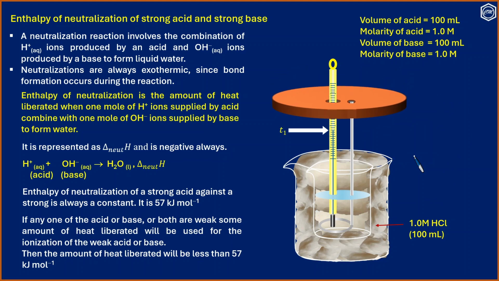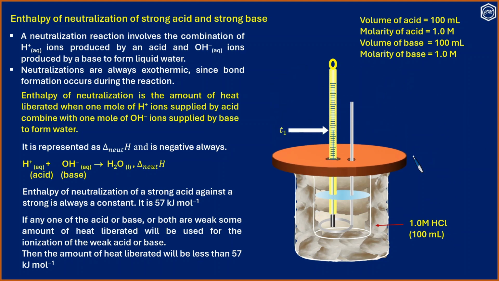Now close the lid and stir the mixture well using the stirrer. The temperature rises; note down the maximum temperature attained. Let it be T2. So the difference in temperature, delta T, is equal to T2 minus T1. Next we will do the calculation.